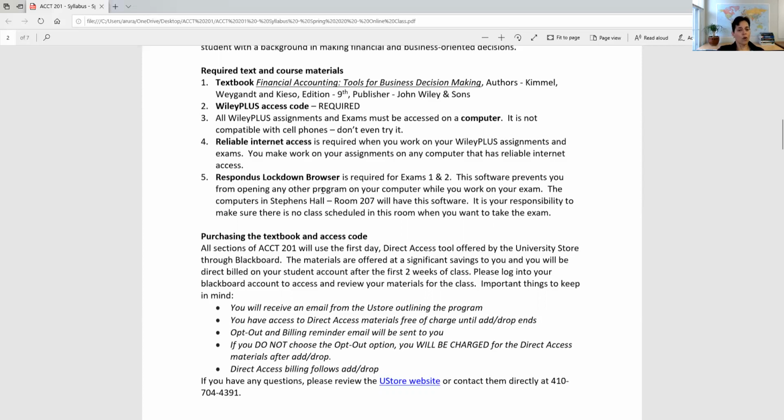That is for exam 1 and exam 2, you need it. But you can go and do all your assignments over there in the labs. For your regular assignments, homework and quizzes, you just need internet access. Okay, so make sure you have reliable internet access.